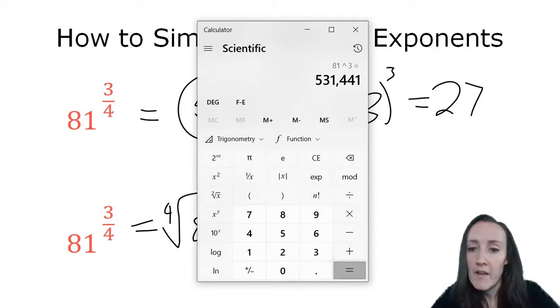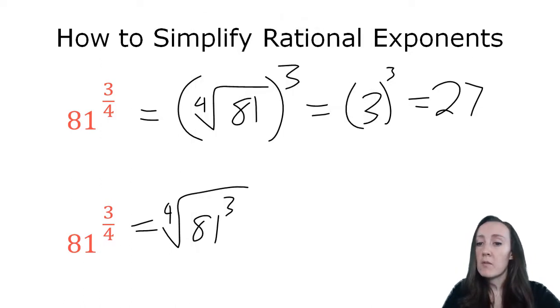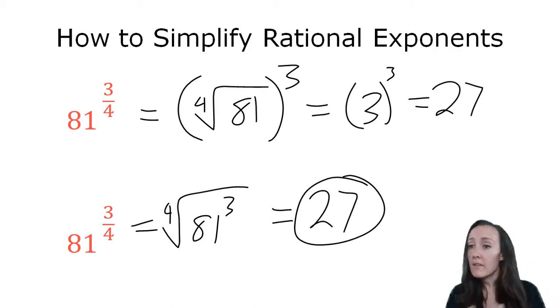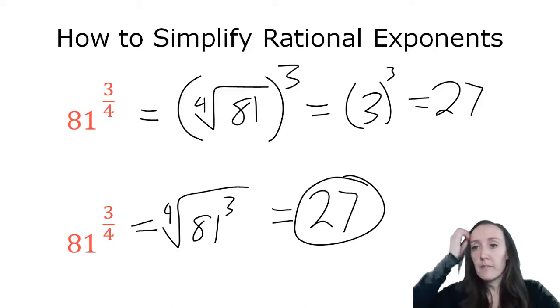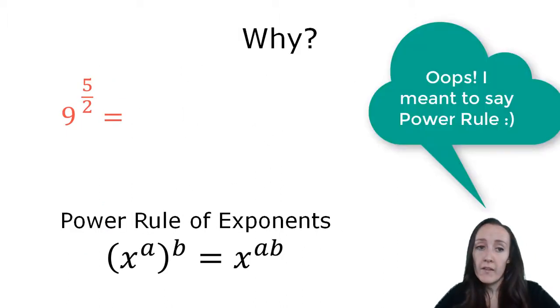It's like 531,441. But if you do the fourth root of that, which I can't do on my calculator, but you could test out different numbers. And if you tested out different numbers to see which number times itself 4 times equaled that, you would get the same answer of 27. So you'll always get the same answer either way, and you just get to choose whichever method is easiest for you. So the reason that you can do it either way is because of the product rule of exponents.